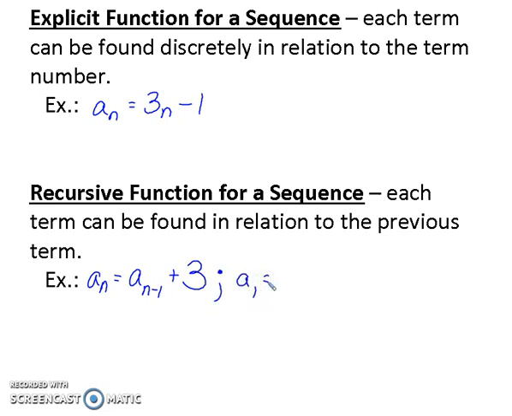Now, not only can you specify a recursive function, but you also have to give the starting term value. So you have to have a number to start at, because you don't know what to add 3 onto until you know where to start. So a sub 1 would be 2, and then the pattern is to add 3 onto the previous a sub n term. But again, we tend to deal more with explicit functions than with recursive functions.